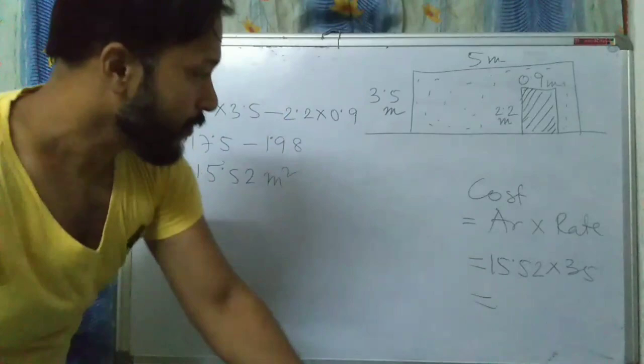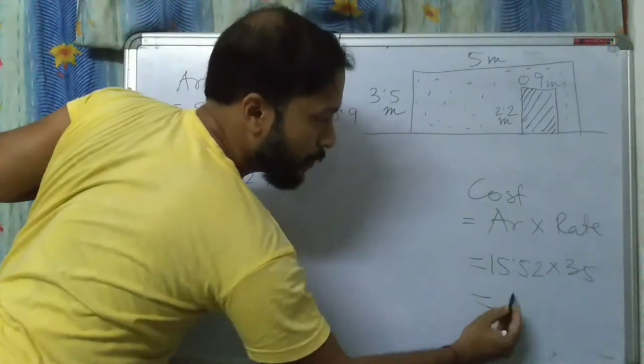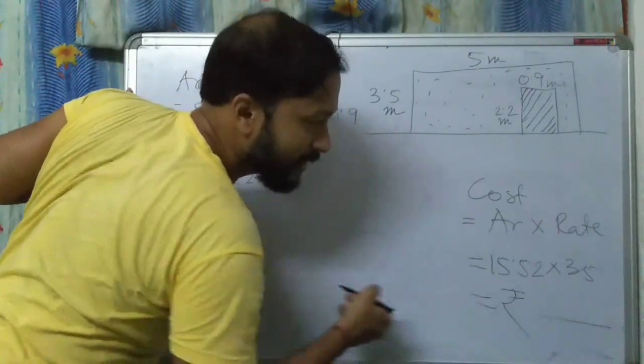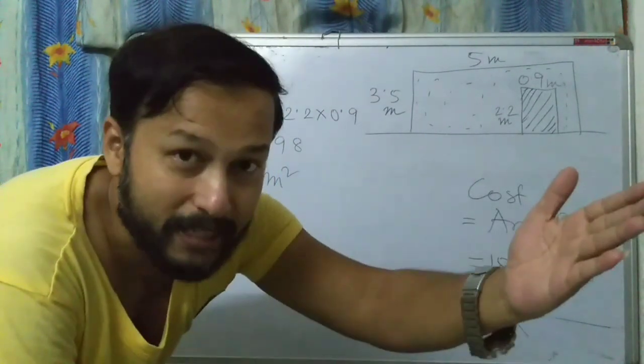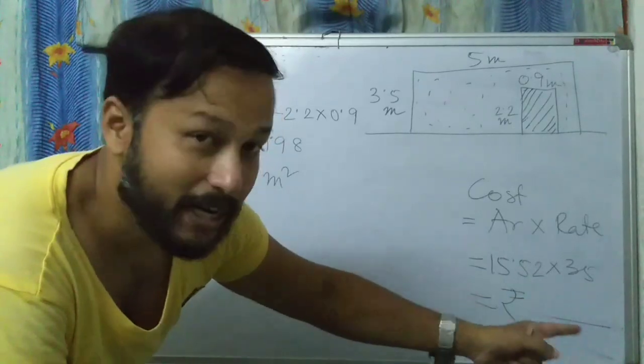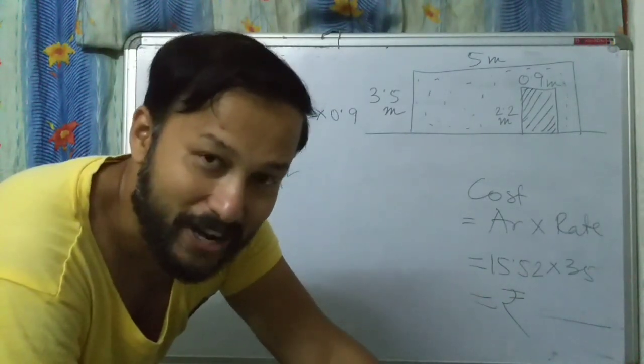Understood? So if we are multiplying this, we'll get rupees something. Okay, that money you have to pay the painter. I'm not multiplying it, you will multiply it. Fine.